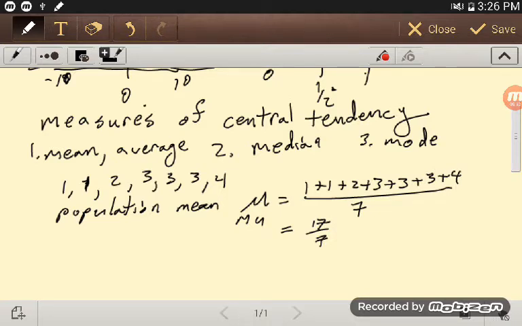Now, that's the population mean. If it's a sample mean, so I took a sample, we'll often call that the average, I use an x with a bar over it, x bar.